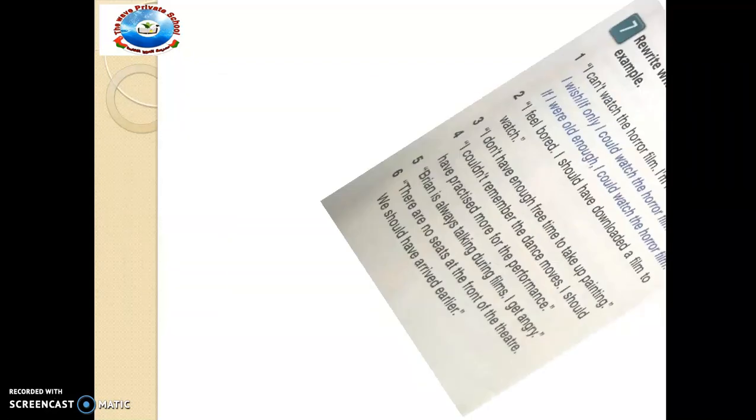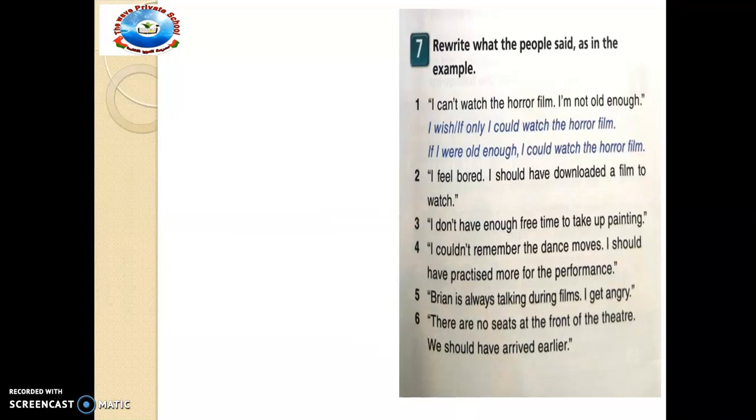Exercise 7, here comes the question. It says rewrite what the people say as in the example. What is the example? We have it here. "I can't watch the horror film. I'm not old enough." "I wish, or if only I could watch the horror film. If I were old enough, I could watch the horror film."